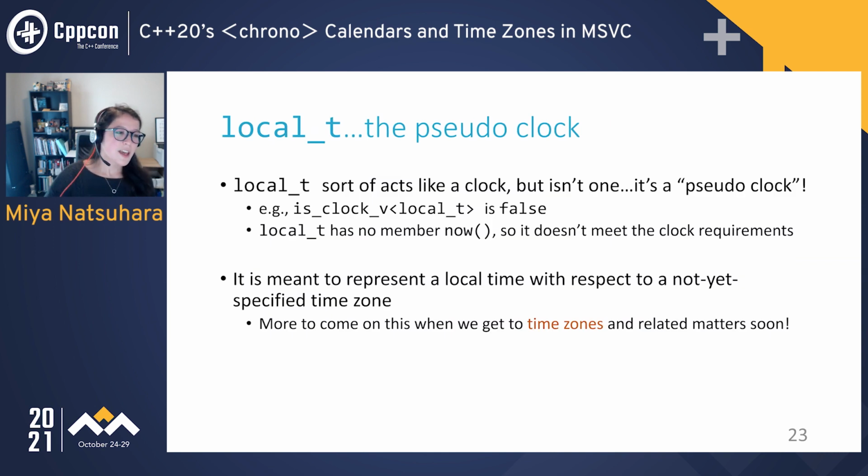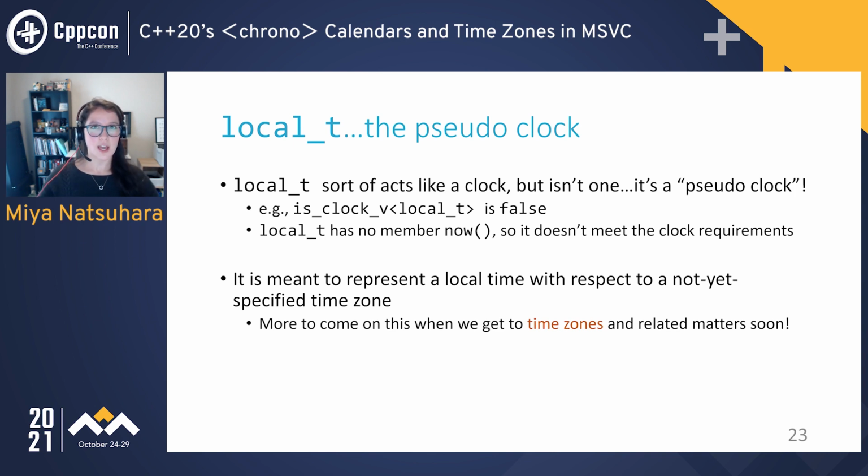Okay, clocks aside, now we have this local T thing. So local T is not a clock. It doesn't satisfy all of the requirements for being a clock. It's kind of a pseudo clock. It's treated like a clock in a lot of ways, but we can't ask what time is it now. So it doesn't quite meet the clock requirements. This essentially is meant to represent a time without qualification of a specific time zone just yet.